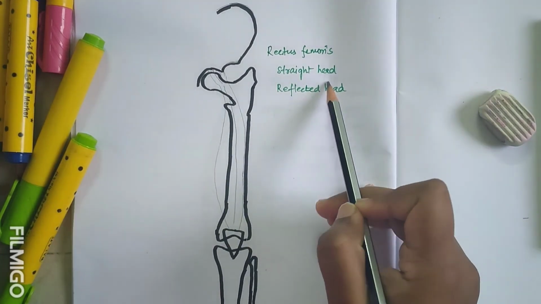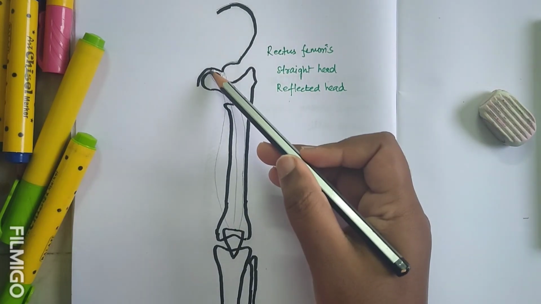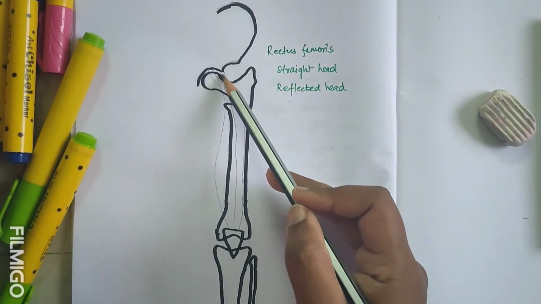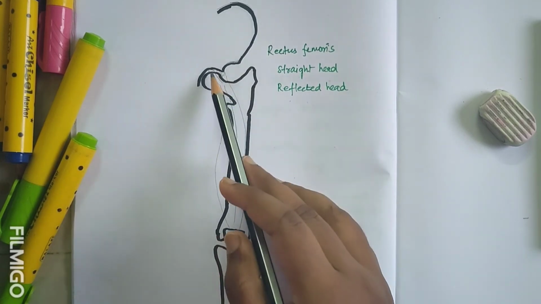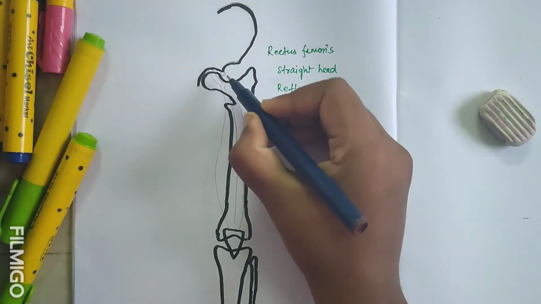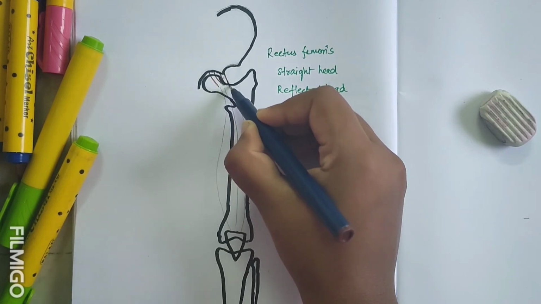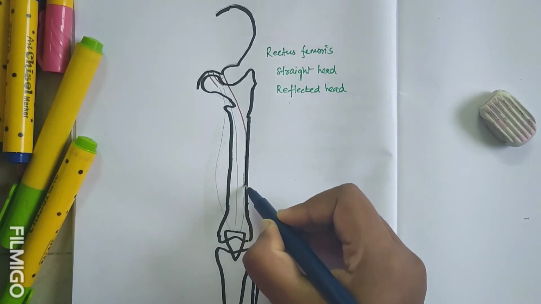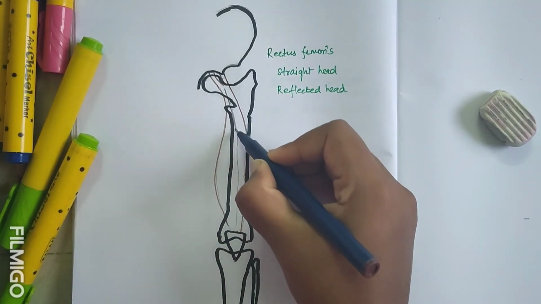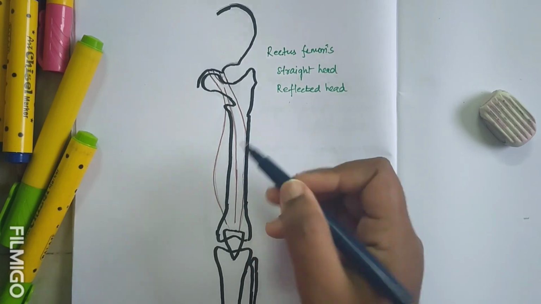The straight head originates from the anterior inferior iliac spine, and the reflected head originates from the groove that is present above the acetabular margin. These two heads combine and form a fusiform shaped muscle, and this fusiform shaped muscle is bipinnate. Bipinnate means the muscle fibers are directed in two directions.